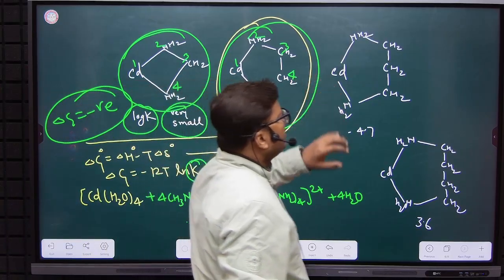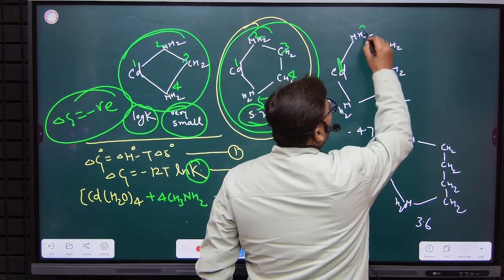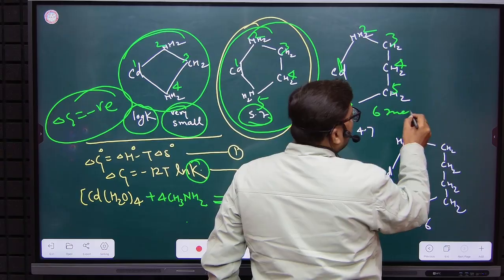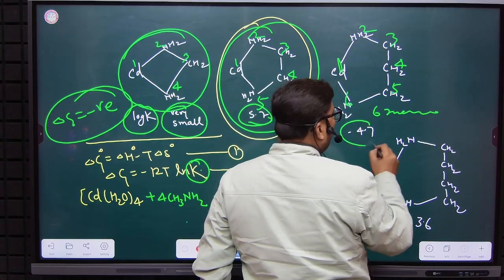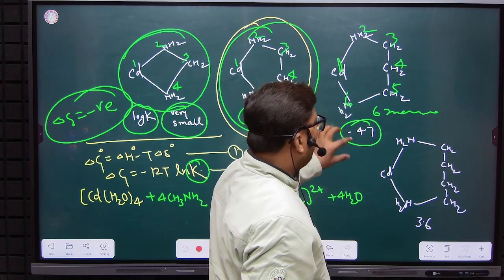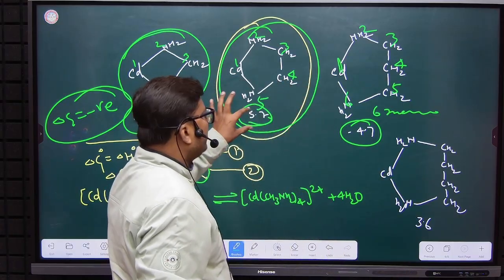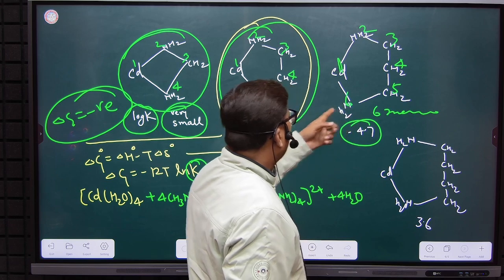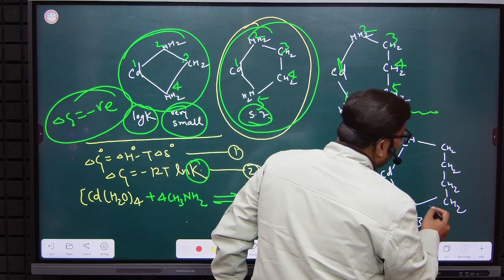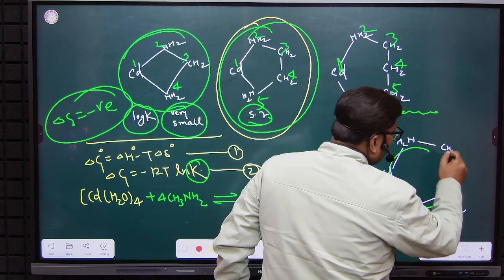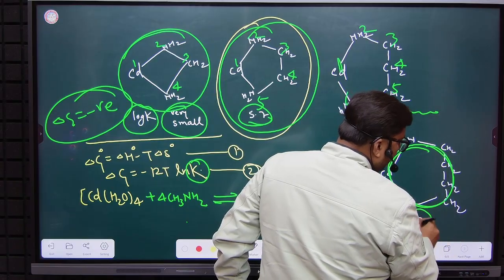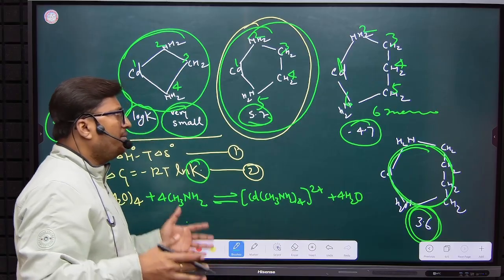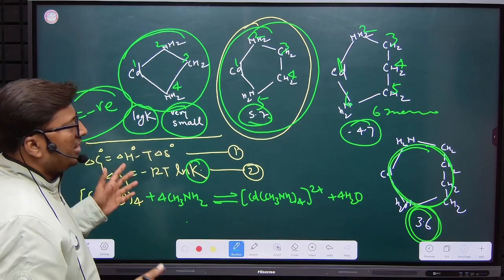For this structure, this is 1, 2, 3, 4, 5, 6, so a six-membered ring, but it has comparatively low stability, a log K value of 4.7. So this is less stable compared to this. Here again, the size of the ring increases, which means the stability constant decreases. So one particular kind of ring structure is favorable for a particular metal cation.